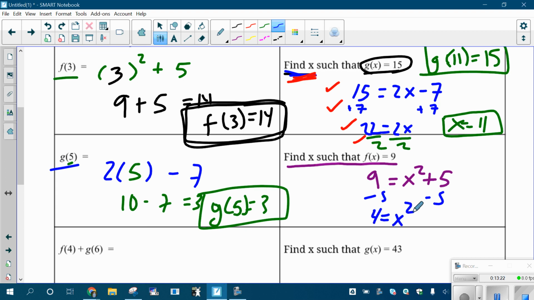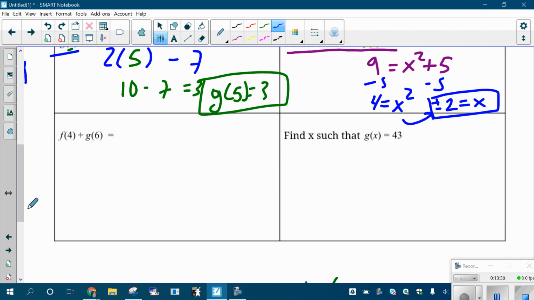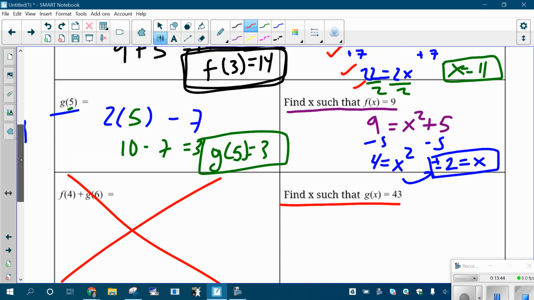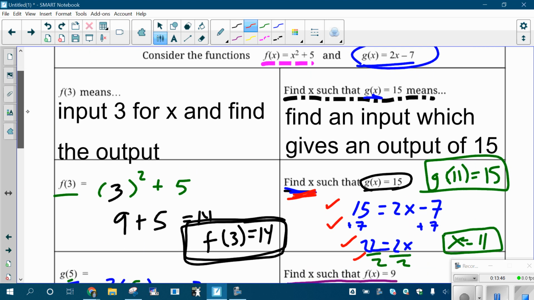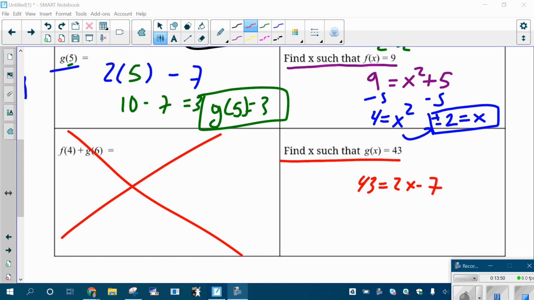How do you get rid of a squared? Square root it. What's the square root of 4? 2. Don't forget the plus or minus. We'll go over that again when we study quadratics. Let's skip that. Let's do this one really quick. Find x such that g of x equals 43. Would you pause and give that a try? See if you can figure that one out. If you're stuck, you should be solving this equation.